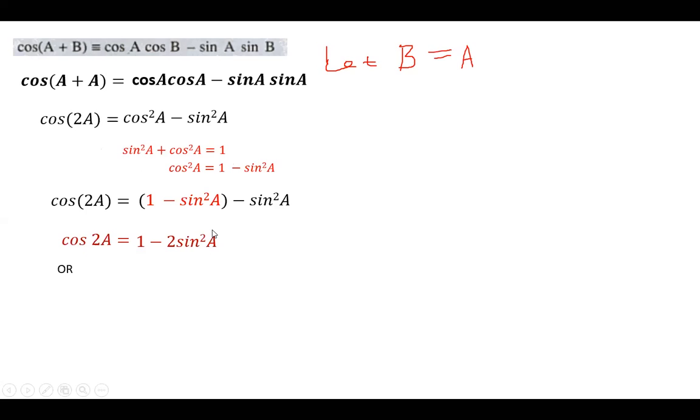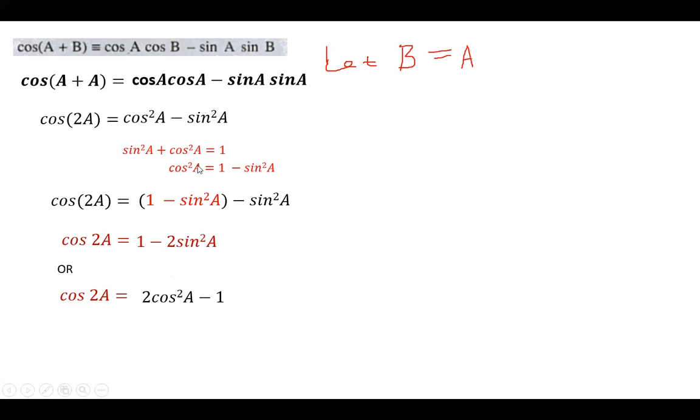And then there is also another one where, instead of making cos squared A the subject, you now make sine squared A the subject and then replace it there. When you replace it there, this is what you're going to get: 2 cos squared A minus 1. You can try it out on a separate paper or in your spare time. This is what you're going to get.